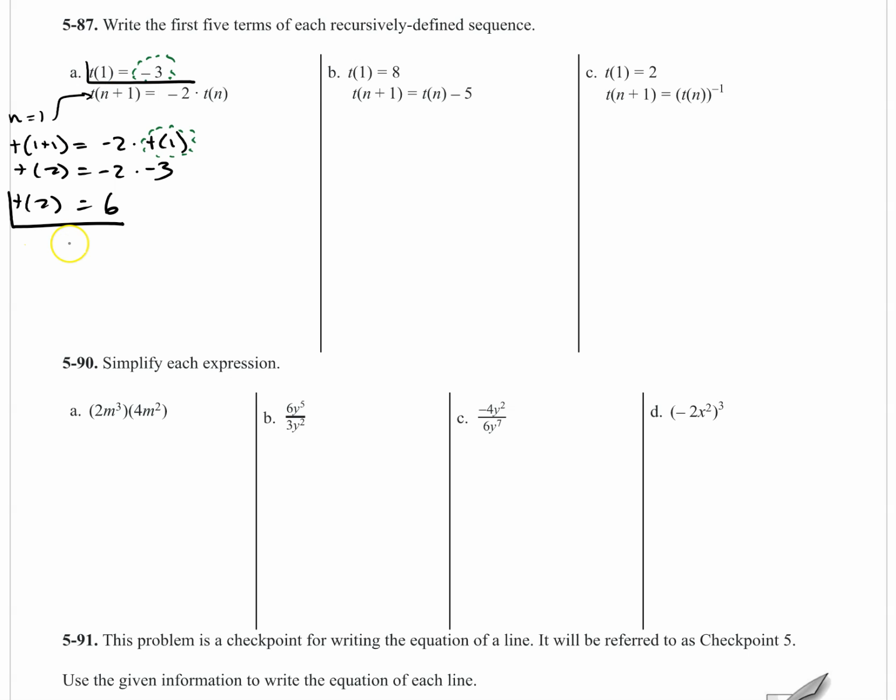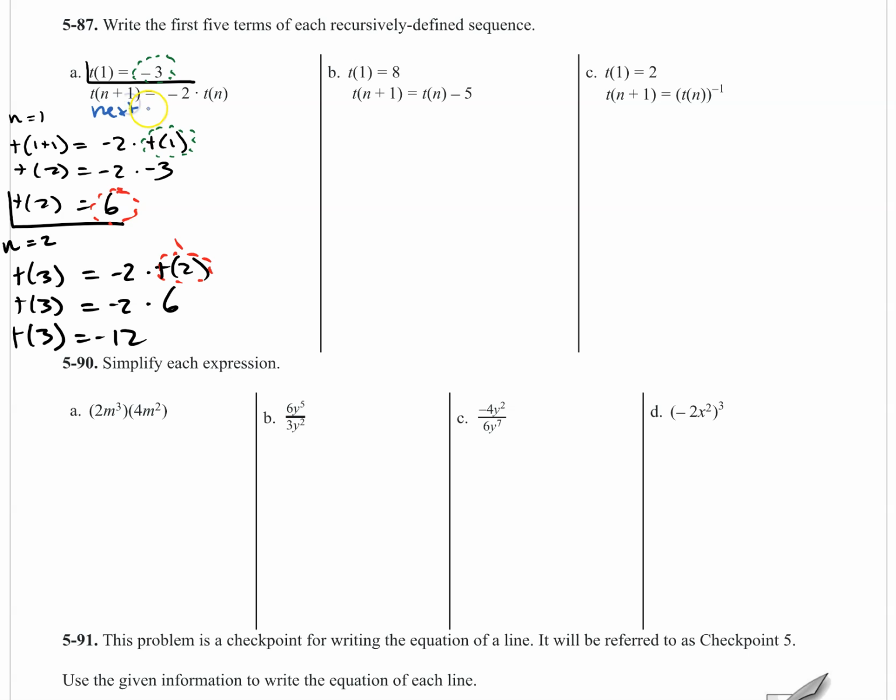So we have our first term, our second term. Now let's plug in n equals 2 into this equation. So if I put a 2 in right there, I would have t of 3, 2 plus 1 is 3, and that's equal to negative 2 times t of 2. So t of 3 equals negative 2 times 6, which is negative 12. So the pattern it looks like is to get the next term is equal to negative 2 times what you have now, right? Negative 3 times negative 2 is 6. 6 times negative 2 is negative 12.